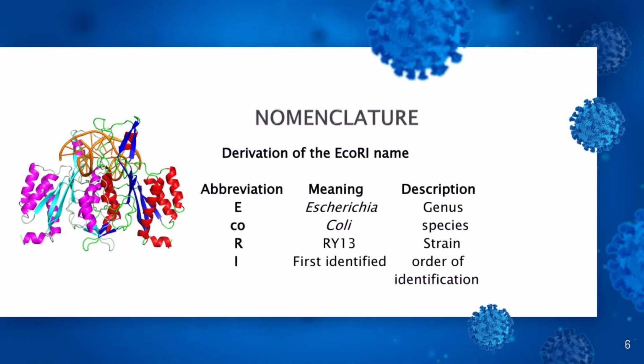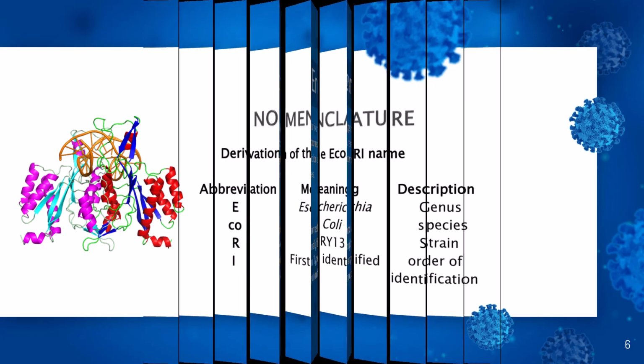Now, in this image, we can see EcoRI of E. coli. E describes the genus, that is Escherichia, and co describes the species name, coli, and R is the strain name RY13, and I is the order of identification. It is the first identified.